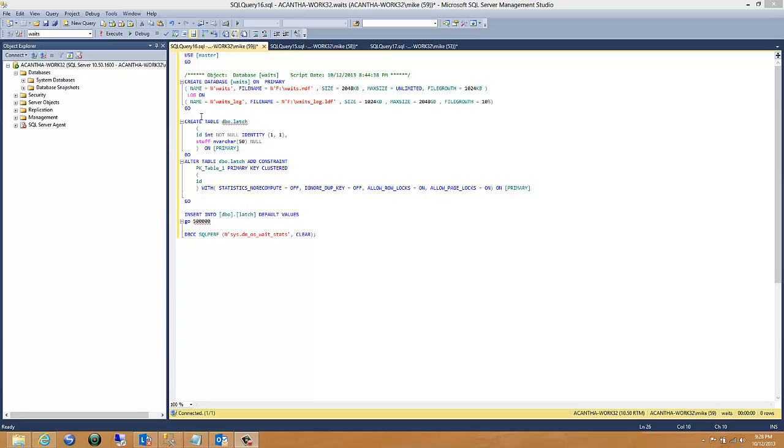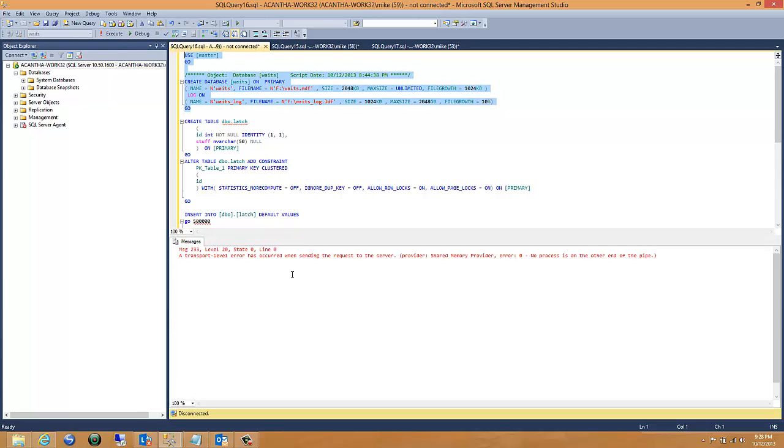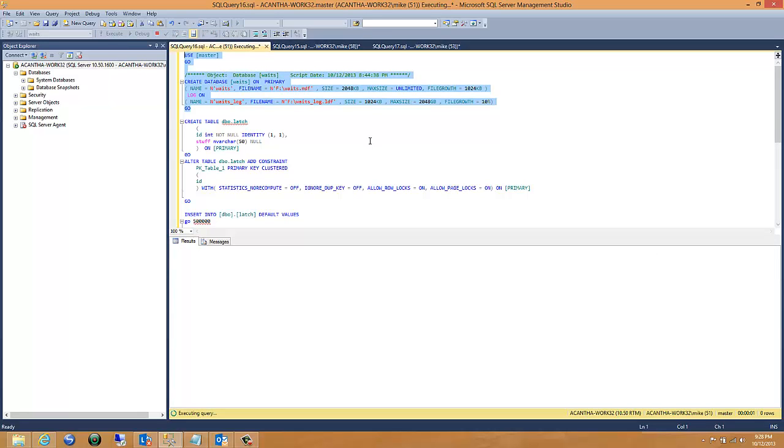So let's go ahead and create a database here. You can see that it's just a simple empty database, transport level, because I restarted the instance. So let's go create it, and we can see here I'm creating it on the F drive. The F drive is a local USB stick here.